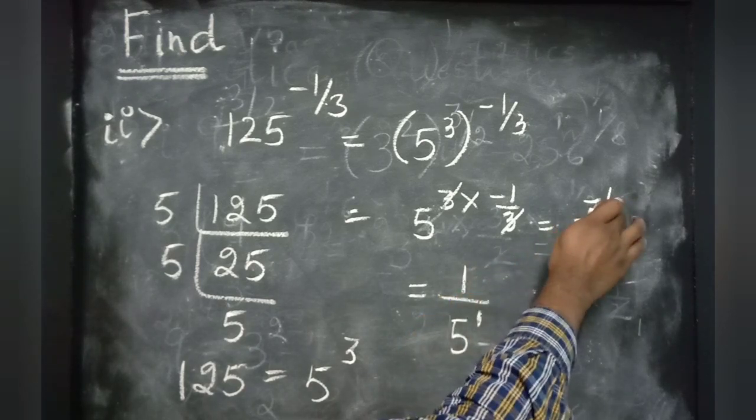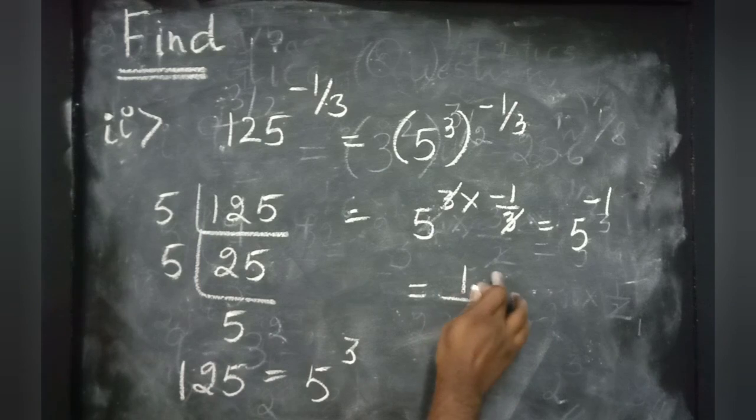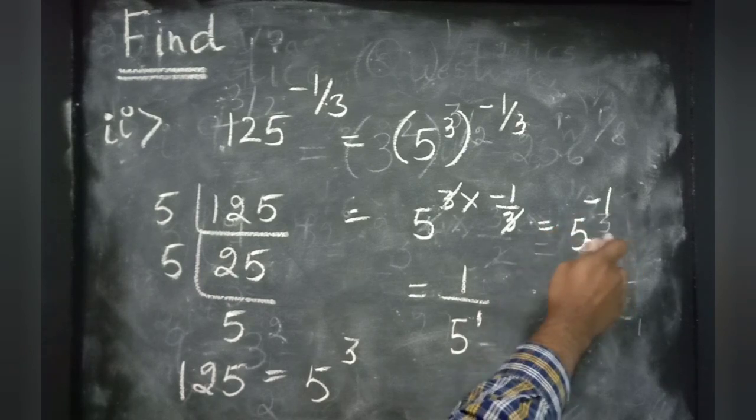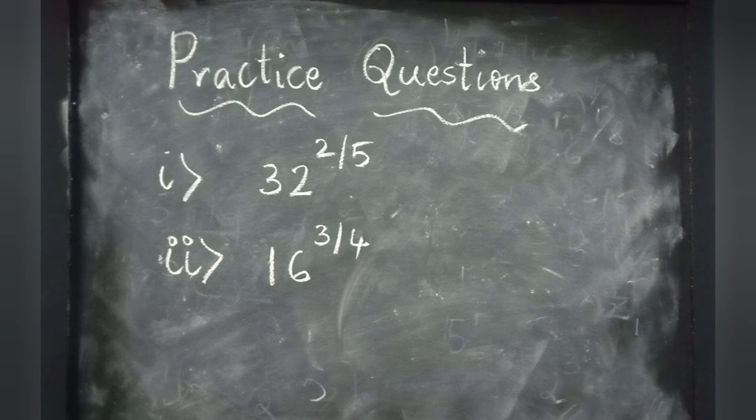5 to the power minus 1 can be written as 1 divided by 5 to the power plus 1. When it is shifting towards the denominator, the sign will change. This is the rule that we have studied. Now a few practice questions based on the understanding of previous problems.